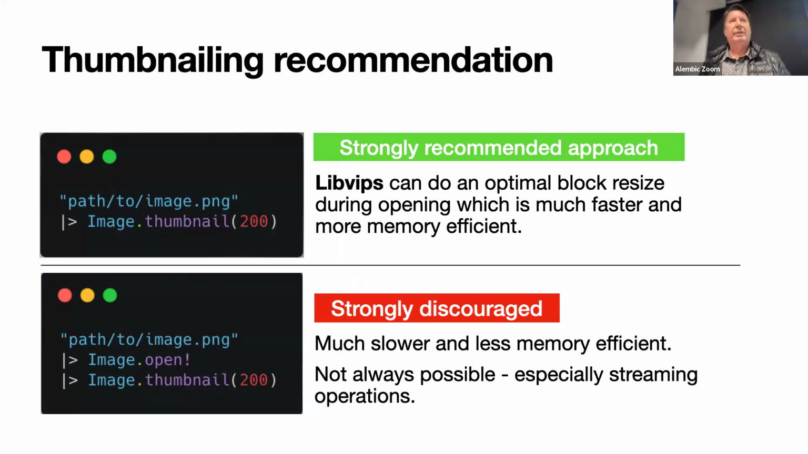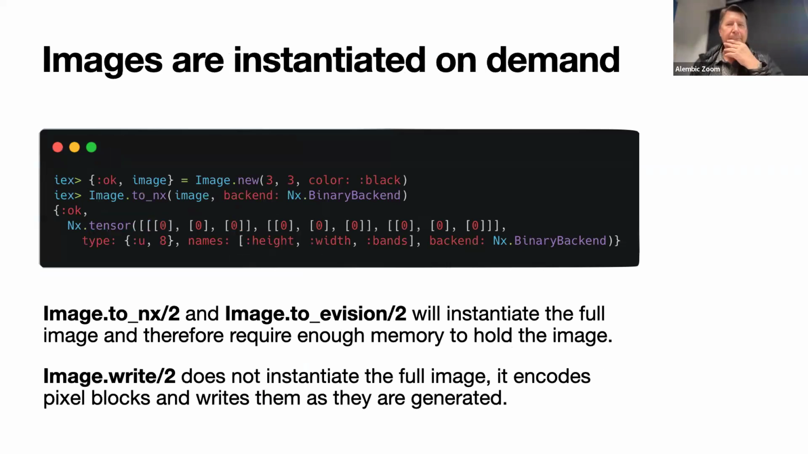So for anyone that's going to look at doing some image processing, it's not obvious enough from the documentation on my side, but it is strongly recommended that you pass the image path, if it's on a file system, directly to the thumbnailing operation, because LibVips can do a block reduction during the reading of the image, and therefore you have very little memory consumption because you're not reading the image in and then resizing it. Opening the image first and then resizing it is not recommended. I hope that's obvious enough, but ask me a question later if it's not.